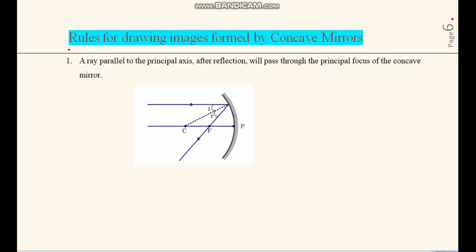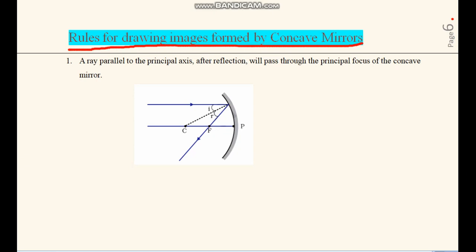Next topic is the rules for drawing images formed by concave mirrors. Students, note that when an object is placed in front of a mirror, then an infinite number of rays originate from every point on that object. And in order to locate the image of any point of that object, it is convenient to consider only two rays emanating from that point. And we will select these two rays depending on the rules that we are going to learn now.